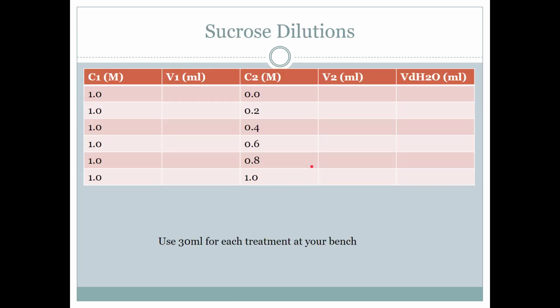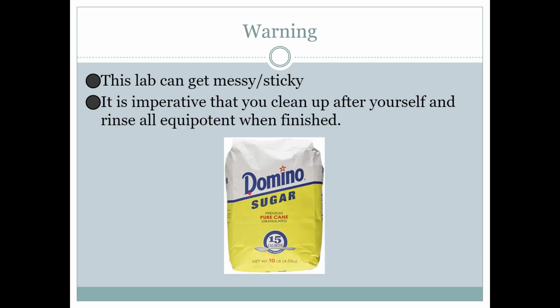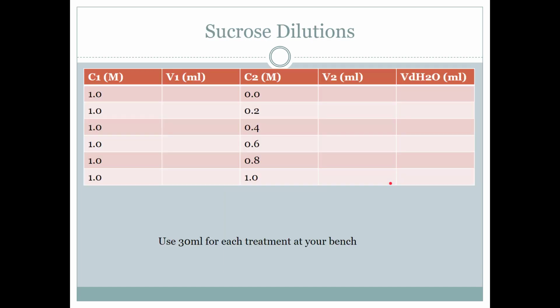The first thing we would have done if we were meeting in person is you would be given a solution of 1 molar sucrose. That's table sugar like you see here, and we'd have to be careful not to make the lab all sticky. So with that 1 molar solution of sugar, you would be asked to make 30 milliliters of each of these different concentrations: 0, 0.2, 0.4, 0.6, 0.8, and 1 molar. And you'd have to make, like I said, 30 mL.